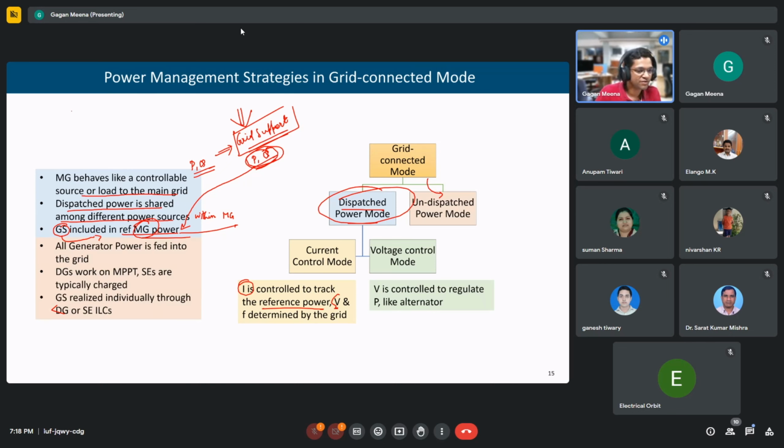And then in undispatched power mode, as we have already discussed, all the generator power, whatever is being generated, is fed into the grid. So for this, they have to operate in MPPT, trying to extract maximum power from the renewables and feed it into the grid. That is where DGs work on MPPT, and the storage is typically charged. So why not discharged?